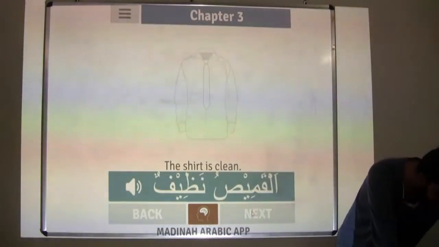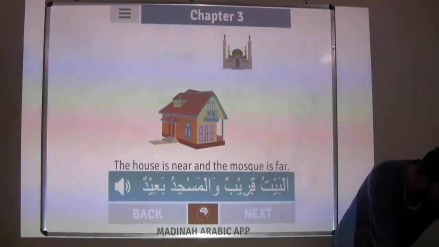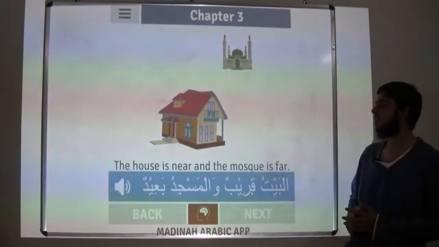القميص نظيف. Okay. البيت قريب والمسجد بعيد.